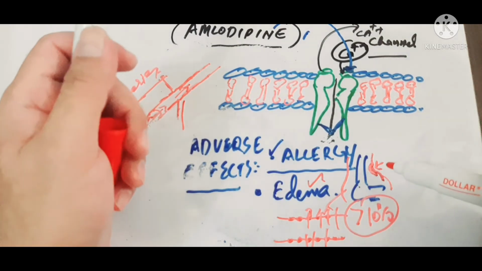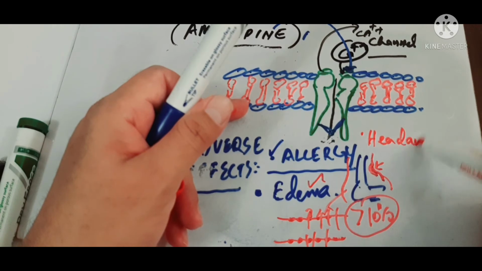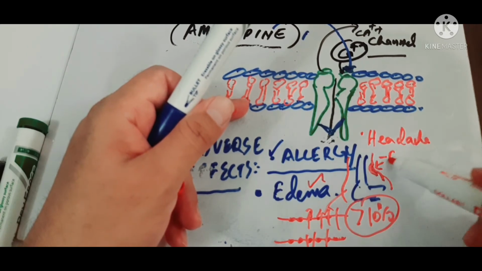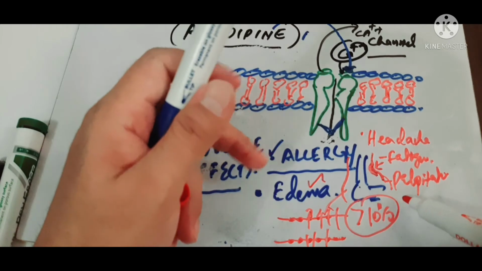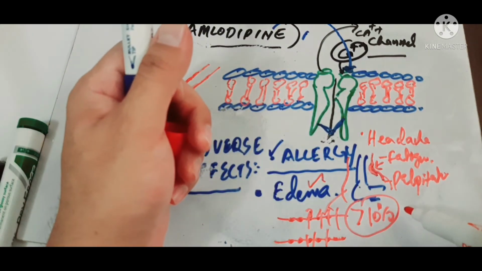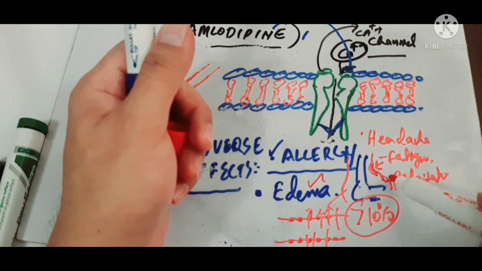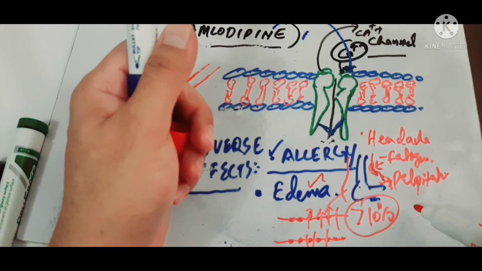Other side effects are less common, which include headache. Patients can have fatigue, they can get tired, and there can be palpitations. And why do palpitations happen? Because of the vasodilation, there is reflex tachycardia. The blood pressure can be decreased, and because of the decrease in blood pressure, there is a compensatory phenomenon. Sympathetic activation happens in the heart.